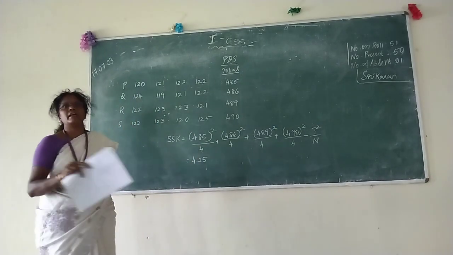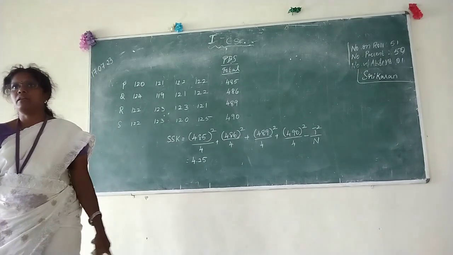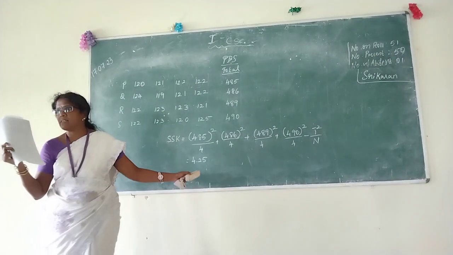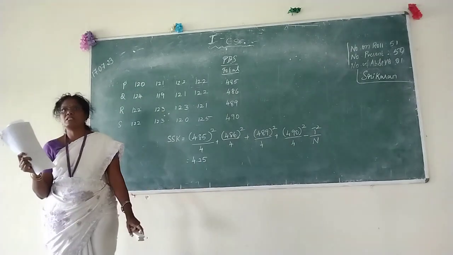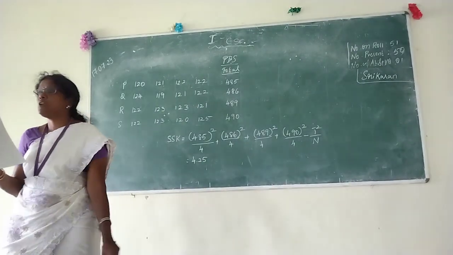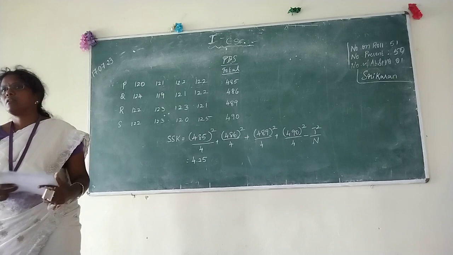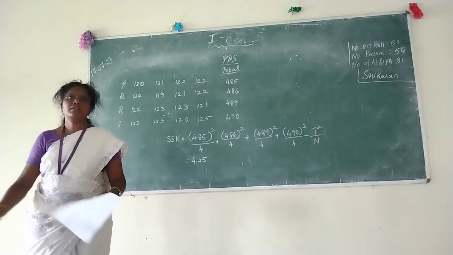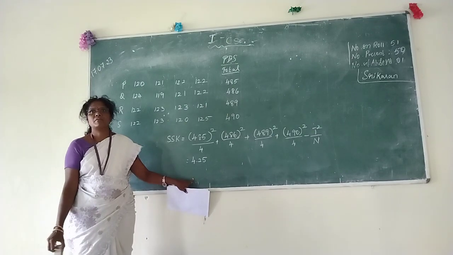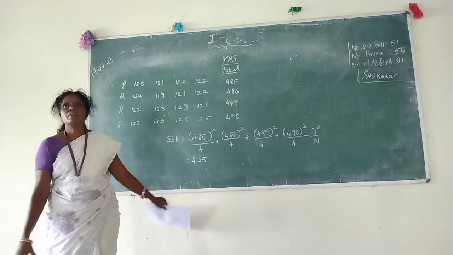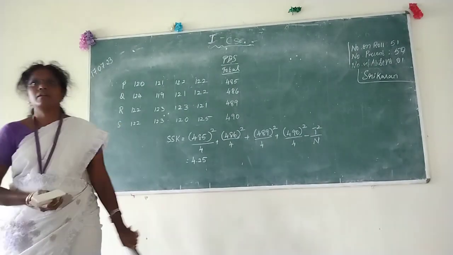See, I have done the calculation by using the reduced values, ma. Even if you do it that way, I will get SSK as 4.25 only. There will not be any change in the answers with the original values or the reduced values. This is faster.